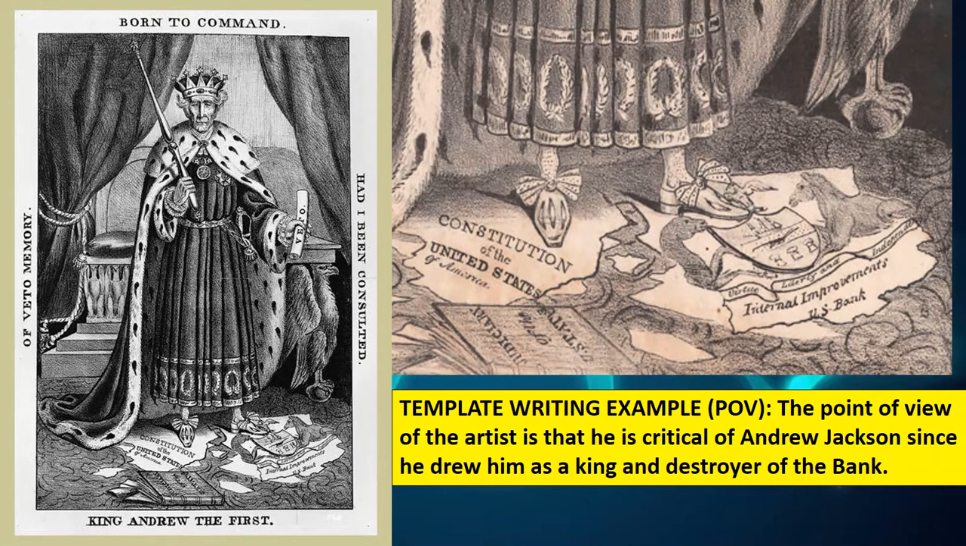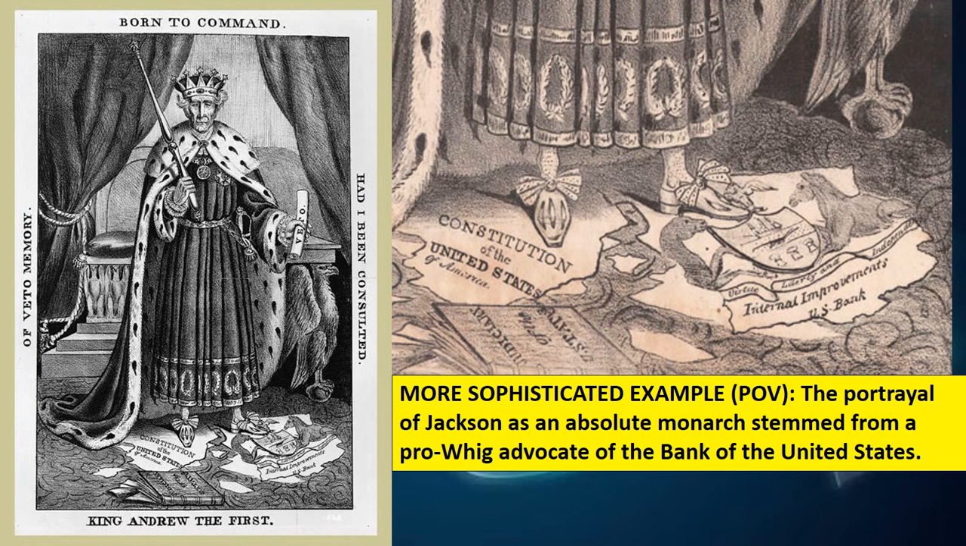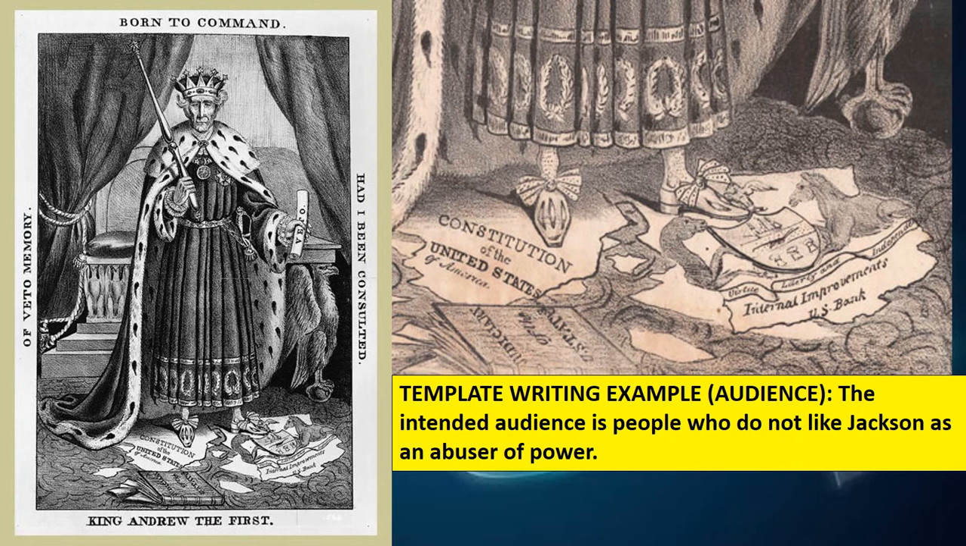Template writing, again, you want to avoid this. The point of view of the artist is that he's critical of Jackson since he drew him as a king and destroyed the bank. A more sophisticated example: the portrayal of Jackson as an absolute monarch stemmed from a pro-Whig advocate. There we're identifying the point of view of the Bank of the United States.